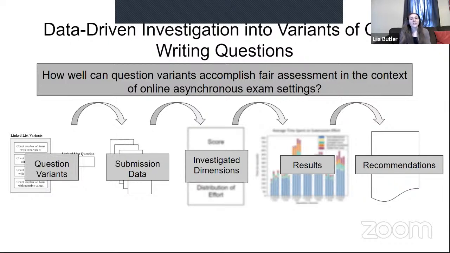We did this in the context of online asynchronous exams, like I said, and we applied our investigation across 3 dimensions, which were score, duration, and distribution of effort, using the student submission data. And we see from our results that observable inequalities of student performance exist between variants. We are also able to show that information gathered from our data-driven investigation can be used to provide recommendations for improving design of future variants. That was my elevator pitch.